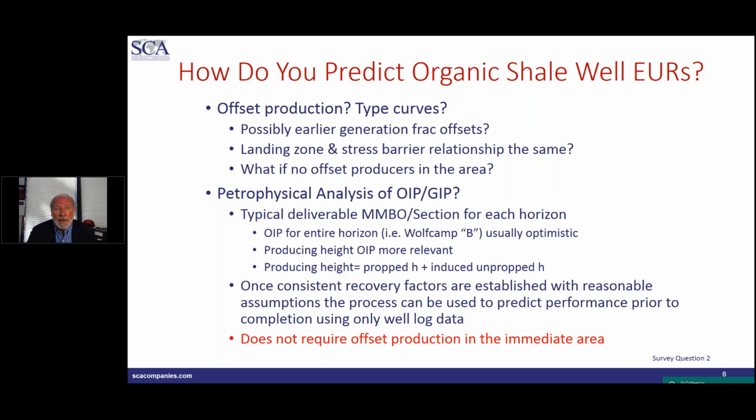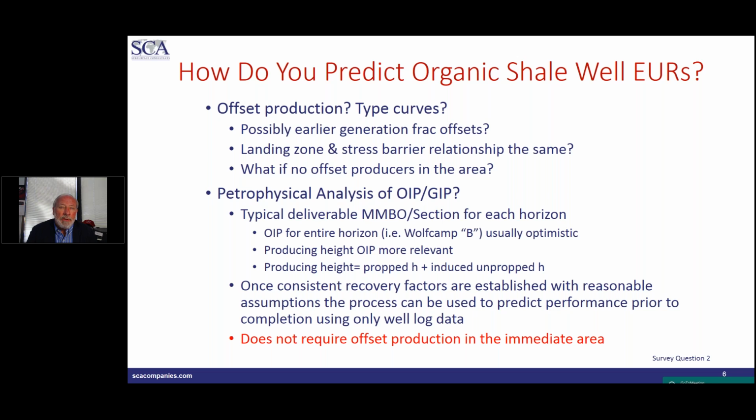The other thing is some of these laterals are getting longer and longer. You're going out 2 miles away from the vertical pilot well. Do your landing zone and stress barrier relationships stay the same, or do they stay the same as where your offset producer is, is the bigger question, because your offset producer could be several miles away. So it's not so much between the pilot and the toe that you're worried about, but do you have changes there? Because you can definitely change the character of your performance by going above or below stress barriers.